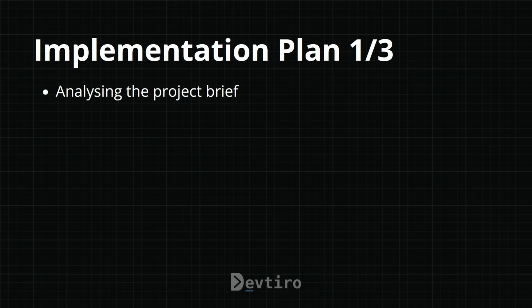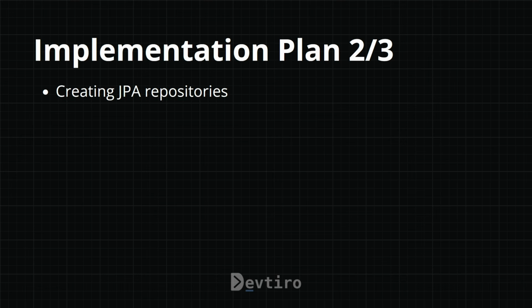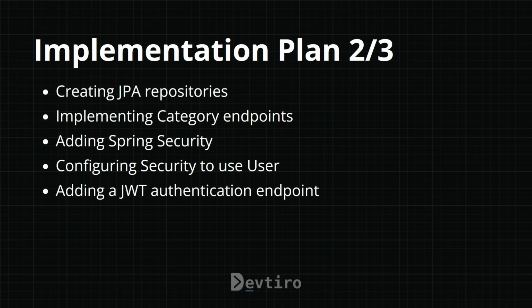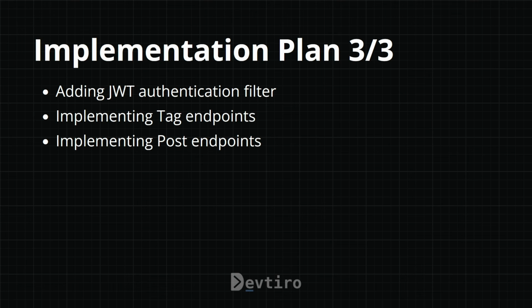We'll start by analyzing the project brief. We'll then move on to designing the implementation. We'll set up the project, and then we'll create the JPA entities that we will need. We'll then create the JPA repositories, implement the category endpoints, add Spring Security. We'll configure Spring Security to use our user entity, and then we'll add a JWT authentication endpoint. We'll then add a JWT authentication filter, implement the Tag Endpoints, implement the Post Endpoints before wrapping up the project.